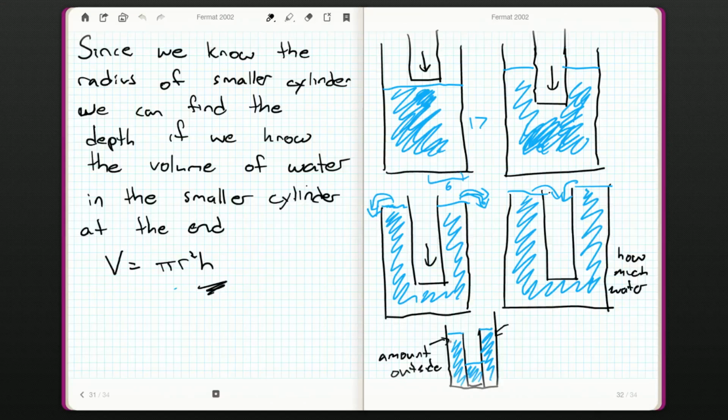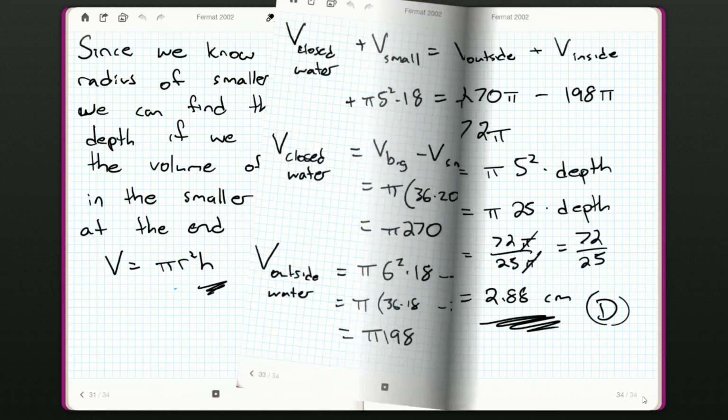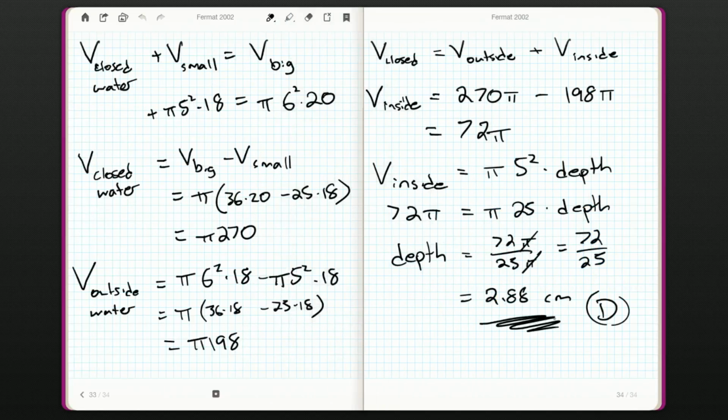And at that point, the water is going to be constant. And we can start figuring out different volumes. Once we have the volume of the water in the small cylinder, as we already remarked, we'll be able to very quickly get the depth of the water in the small cylinder. So, nice answer D for depth. Very good. And we're on to question number 25, the last question in this contest.